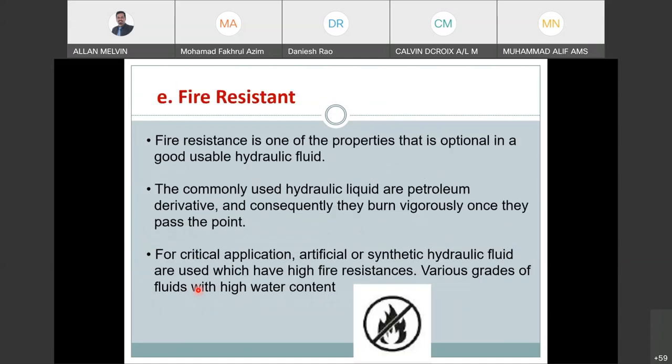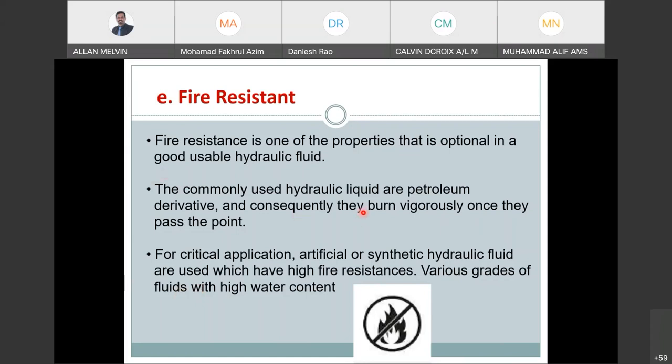Okay, so E, fire resistance. I think you understood this point. So resistance to fire, so fire not easily happen. So fire resistance is one of the properties that is optional in a good usable hydraulic fluid. Optional, it depends on the environment actually, where you work, where you want to apply your hydraulic system. If hydraulic system is deployed in fire prone area, then you need to have a fire resistance. So you as an engineer, you need to decide whether this thing is crucial or not.